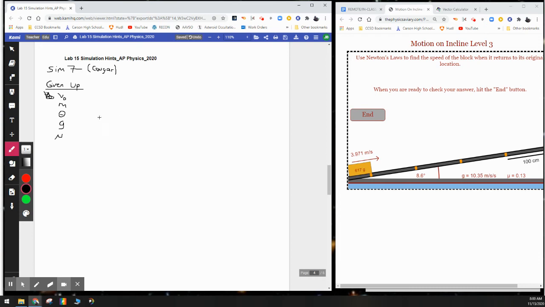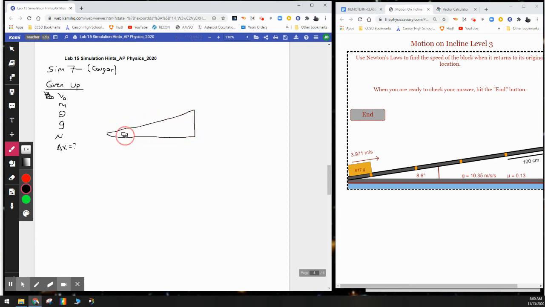We did this problem earlier. So this is going up the ramp here. In this problem, what's needed is that we need to know what is delta x going up the ramp. That's what's needed. Now, let's take a look here and make sure we examine all the parameters.